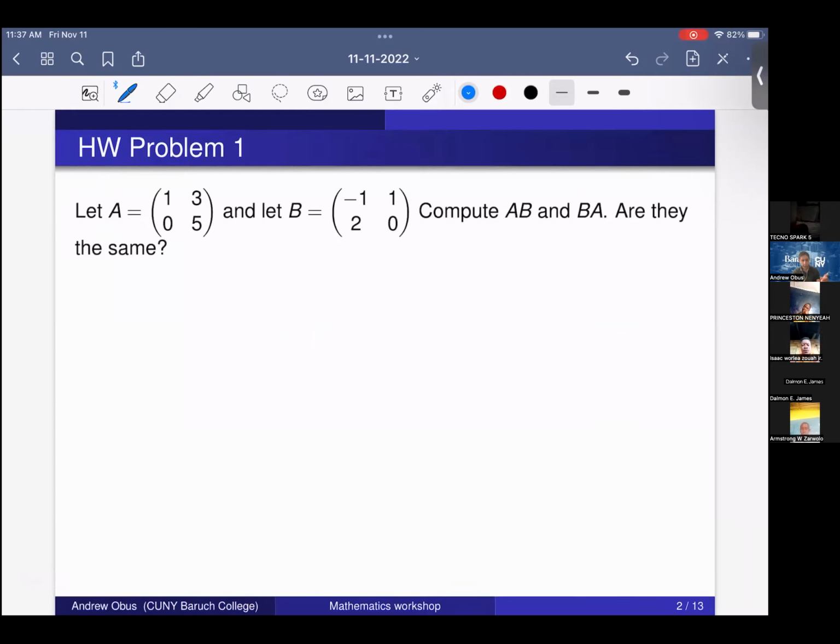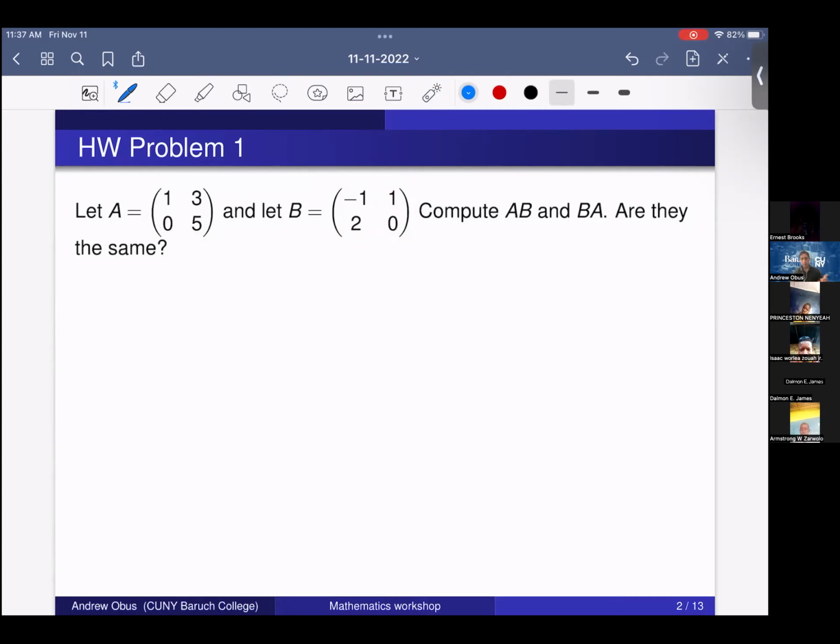For the first problem on the homework, we have two matrices A and B. A is 1, 3, 0, 5, and B is -1, 1, 2, 0. What I want to do is compute their product in both directions. I want to compute A times B, and I also want to compute B times A. But Ernest, if you have a question, you can just unmute yourself and ask. You don't need to raise your hand.